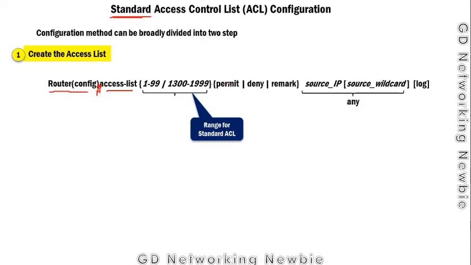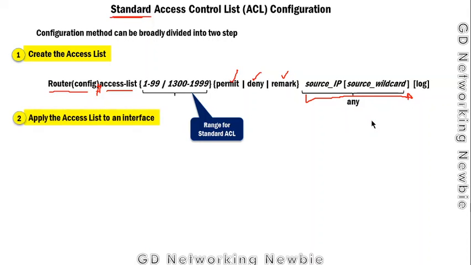Then we can say permit, deny, or remark. We have these options, and then we give the specific source IP address for which we want to make some decision. Once we have created the access control list itself in the first step, in the next step we apply that access control list to some particular interface of the router.